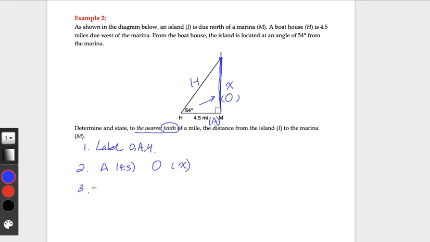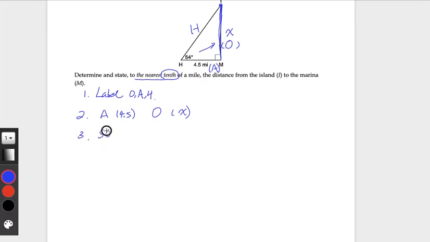Then next we are going to choose. So we have SOHCAHTOA. Which one actually works on the opposite and the adjacent? OA, that's this one, so let's work on this one.